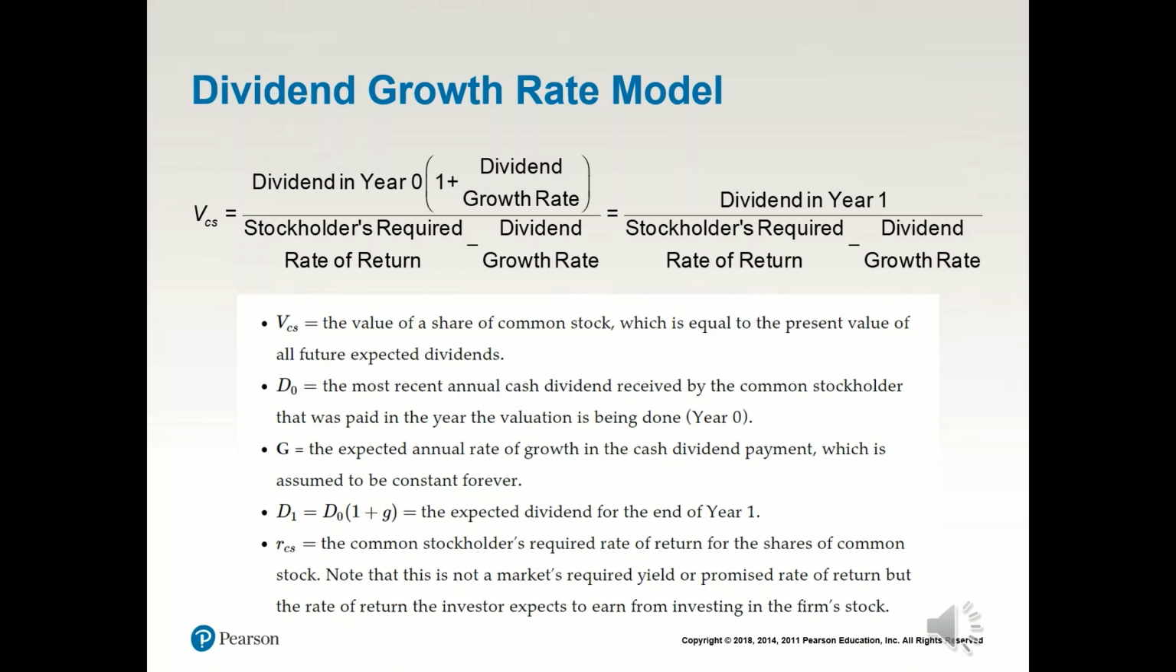G is the expected annual rate of growth in the cash dividend payment. And D1 is the expected dividend for the end of the year. It's the same as saying dividend in year 0 times 1 plus the dividend growth rate. And then finally, we have R, common stock. That is the common stockholders' required rate of return for the shares of common stock.